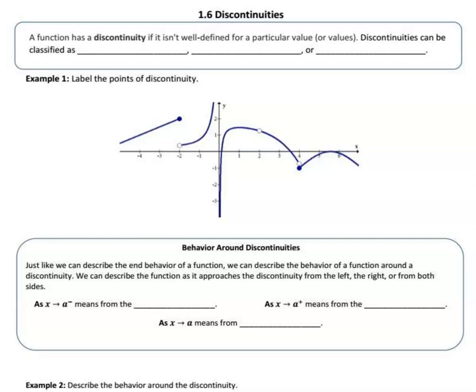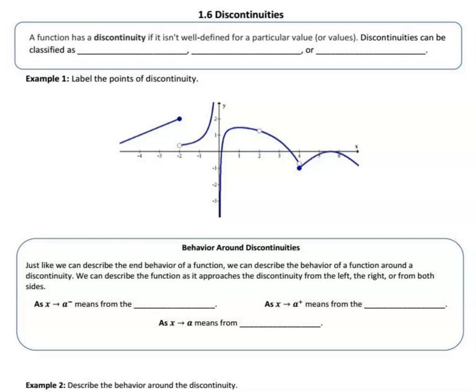1.6 Discontinuities. Well, a discontinuity is whenever a graph is not continuous. In other words, if it's continuous, you can draw a graph without picking up your pencil, without any jumps or holes or gaps or anything like that. And if it has a hole or a jump or a vertical asymptote, those are all discontinuities.